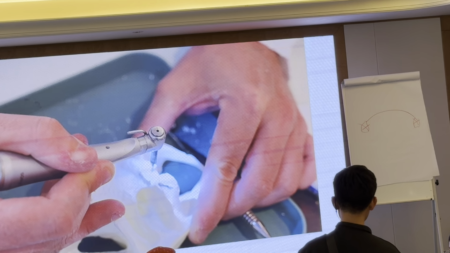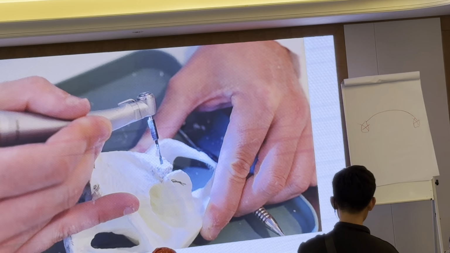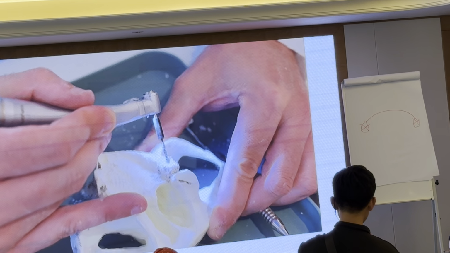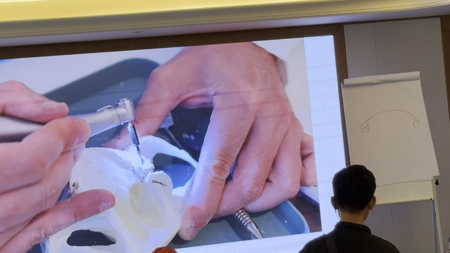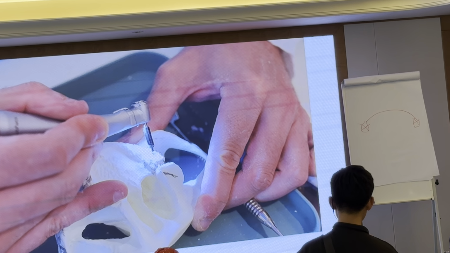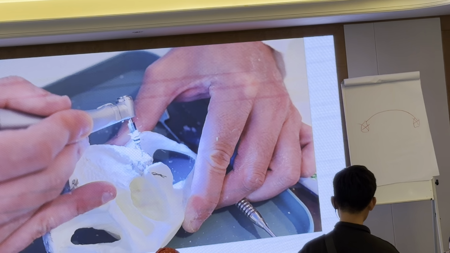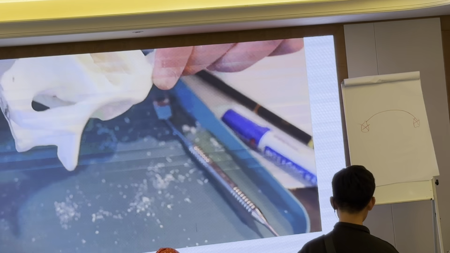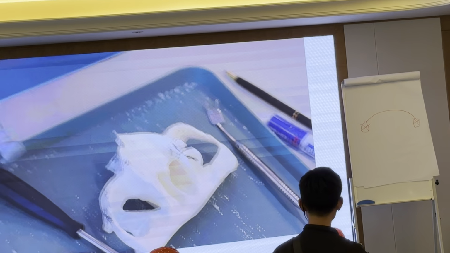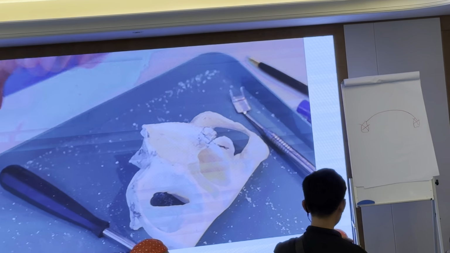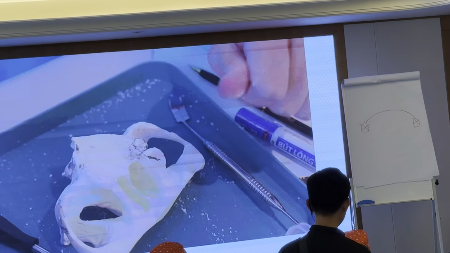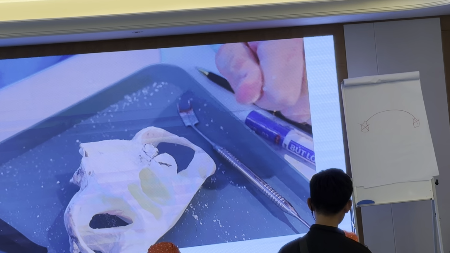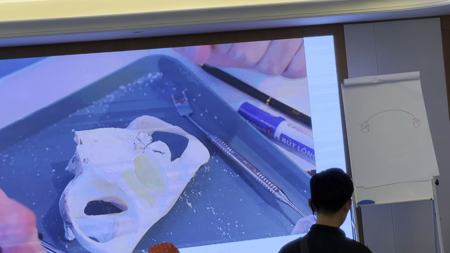Okay? So remember, the inclination is from lateral to medial and from medial to distal, in order to enter inside the pterygoid fossa. Okay? Is it clear? Yes. Okay. Do the zygoma and the pterygoid.